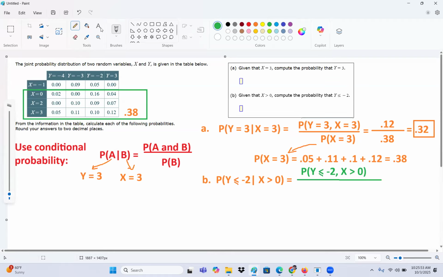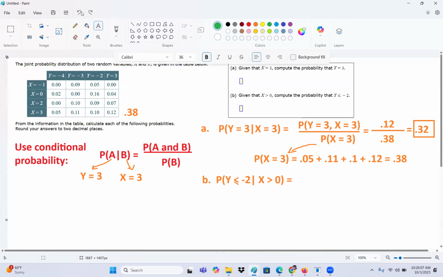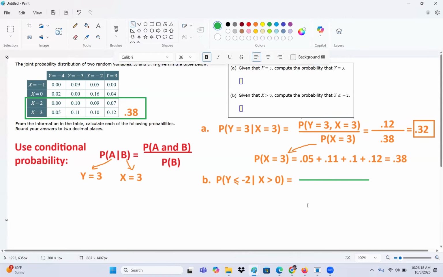It's going to be over the probability of x greater than 0. Oh, we don't count 0 actually, I'm so sorry. We just calculate x equal to 2 and x equal to 3. So we're going to divide by x greater than 0 on the bottom, and on top we take the probability of y less than or equal to -2 and x greater than 0.